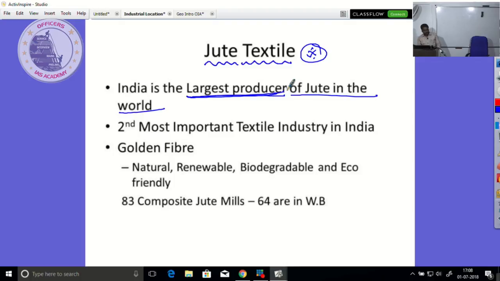And when I talk about the jute textile industry, it is the second most important textile industry, or the second largest textile industry, next only to the cotton textile industry.